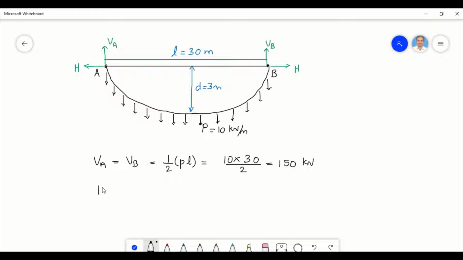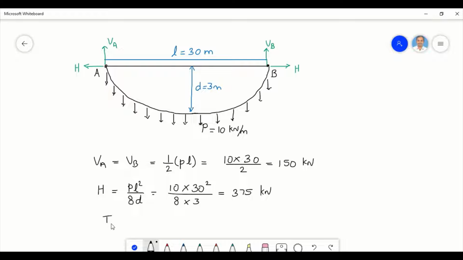Similarly, the horizontal reaction is given by PL square divided by 8D. And our intensity is 10 and span is 30 and the maximum dip is 3 meters. So we will get the horizontal reaction at A and B as H is equal to 375 kilonewtons. So the resultant force will be the tensile force acting in the cable.